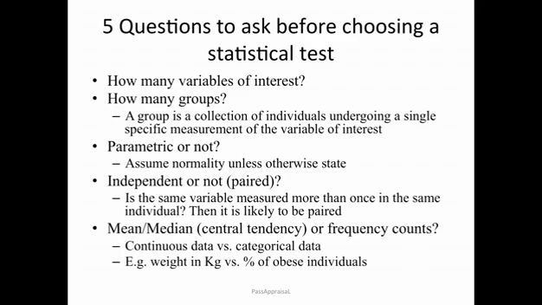Finally, on what basis are the groups compared? Is it on the basis of a central value, such as the mean or median, or on the basis of frequency counts arising from categorical data? For example, let's assume we want to compare the weight of 2 groups. If weight is measured in kilogram, then the mean can be compared between the 2 groups. Instead, if subjects are classified as obese and non-obese, the proportion falling into each category can be compared. In this case, we are comparing frequency counts.